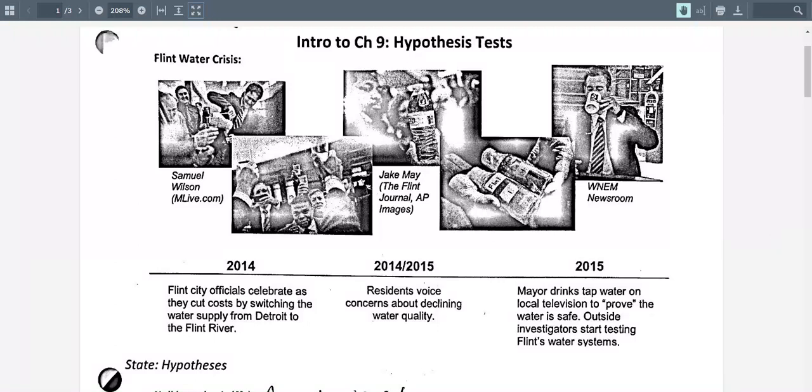So this is our introduction to Chapter 9, hypothesis tests. This is the second of our two big inference procedures, confidence intervals having been the first one in Chapter 8. The context we're going to use is the Flint water crisis, which some of you remembered when we discussed Woburn in class. If you're not sure of what was going on, you can take a look at some of these captions or do a quick Google search.